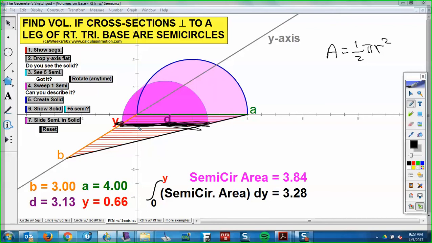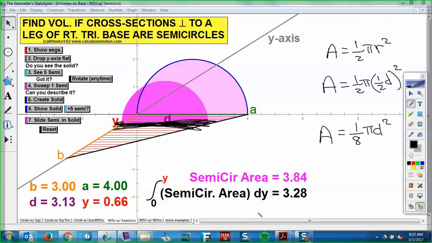Let's change this formula for our semicircle to have D in it instead of R. Because every time we do a semicircle slice, the strip is going to be the diameter. So let's change our equation. So what is R equivalent to when it comes to diameter? 1/2 D, right? So I'm going to replace R here with 1/2 D. Now let's rearrange that. So what does that become? 1/8, right? Because you square this, it will be 1/4 times 1/2. So 1/8 pi D squared. That's the one we're going to memorize.